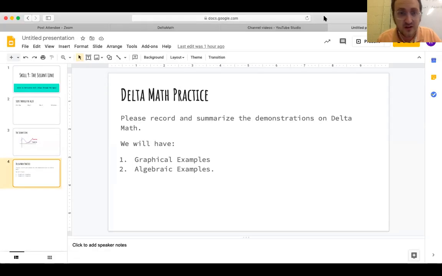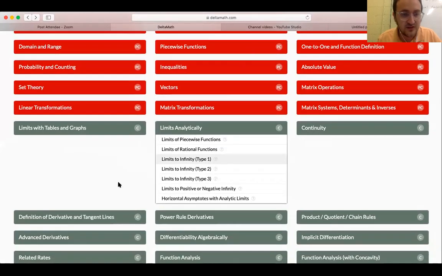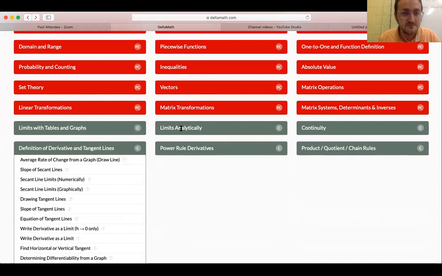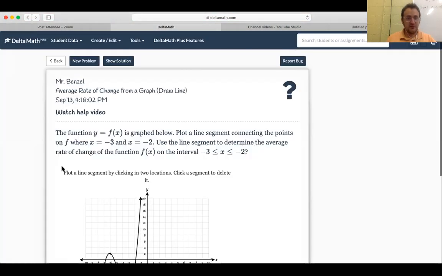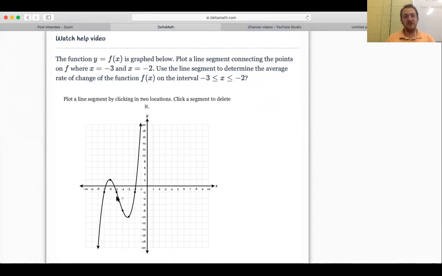So let's go open our Delta Math right now. We are now in the definition of derivative and tangent line section. What I'm really excited about is this average rate of change. It tells you, here's a function, and it's telling you to start at x equals -3 and connect it with x equals -2.